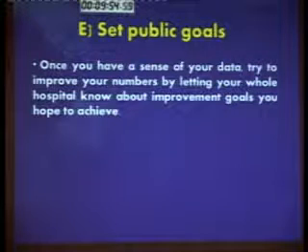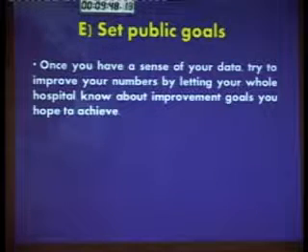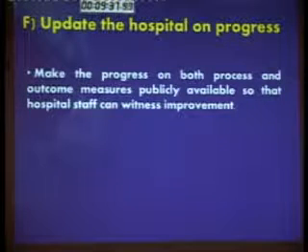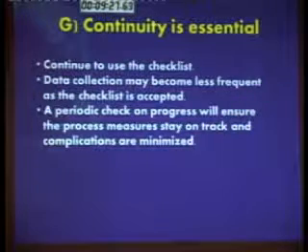Set public goals. Once you have a sense of your data, try to improve your numbers by letting your whole hospital know about the improvement goals you hope to achieve. Update the hospital on progress. Make the progress on both process and outcome measures publicly available so that hospital staff can witness improvement. What you are doing should reflect that it is being done.